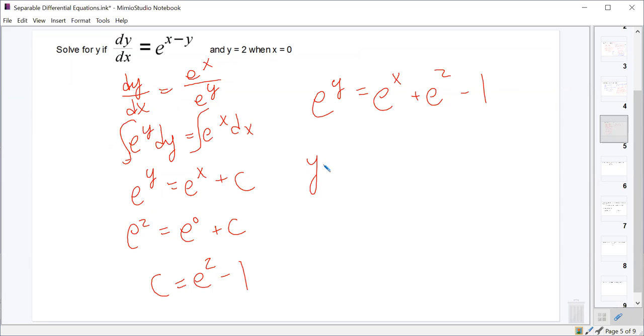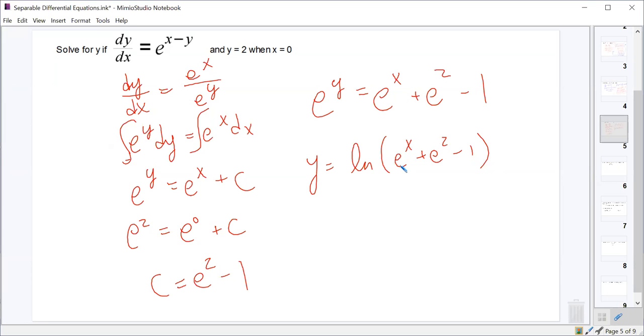Take our natural log of both sides, and we just get natural log of e to the x plus e squared minus 1. A lot of people screw these up and put absolute values around this because they've gotten so used to absolute values during our integration. Now we're just taking the natural log of this. It doesn't need to be put inside an absolute value.